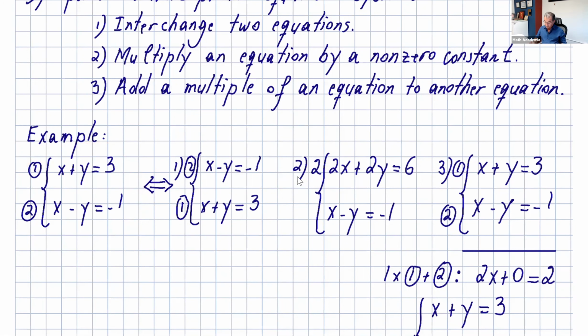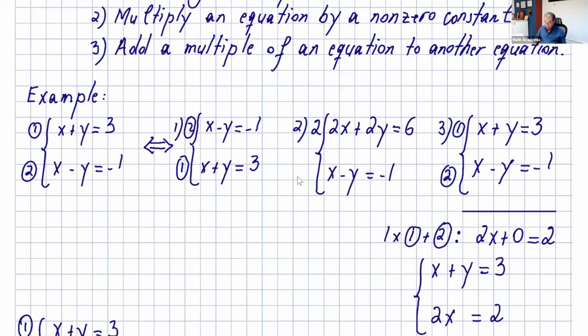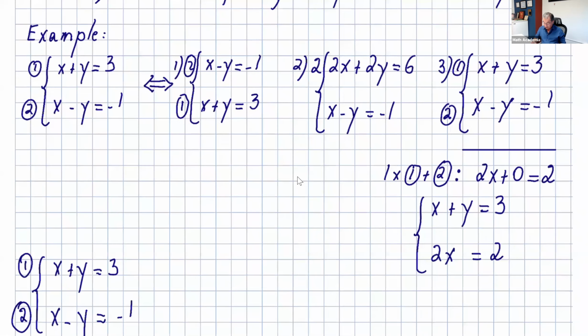Number 3, you can multiply the first equation by 1 and add it to 2, and that's the third operation here. So if I do that, it's basically just adding them. x plus x is 2x, y minus y is 0, and 3 minus 1 is 2. So you can write the system as x plus y equals 3 and 2x equals 2. This system has exactly the same solution as the previous one.